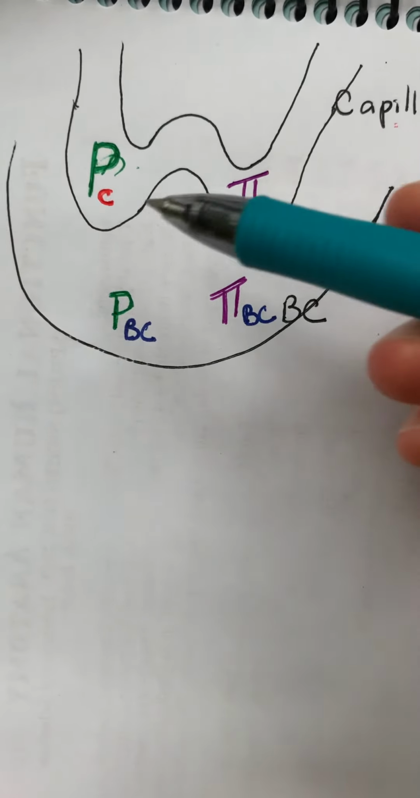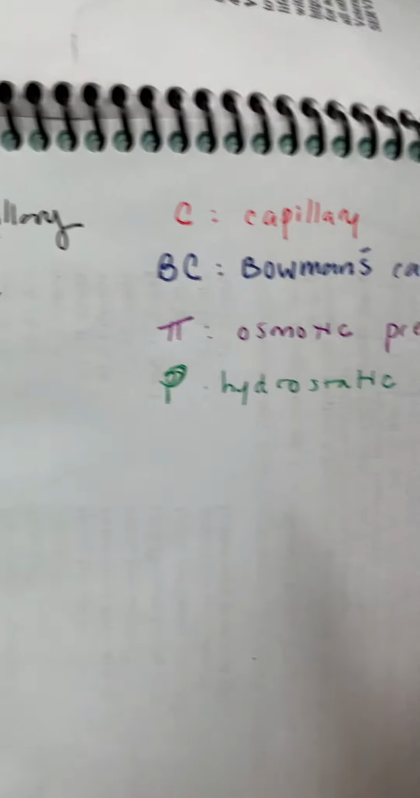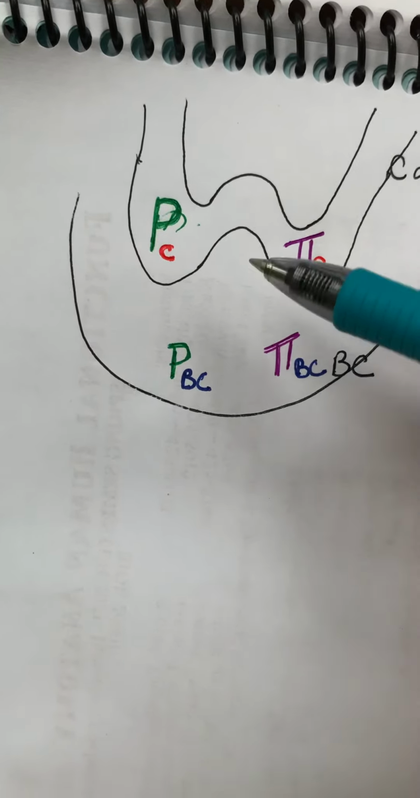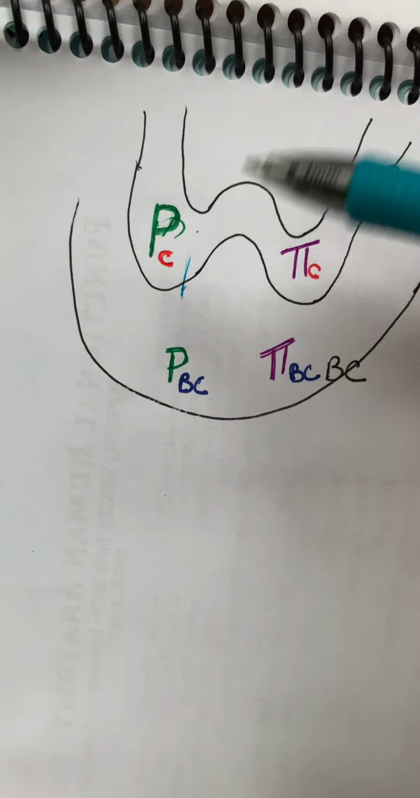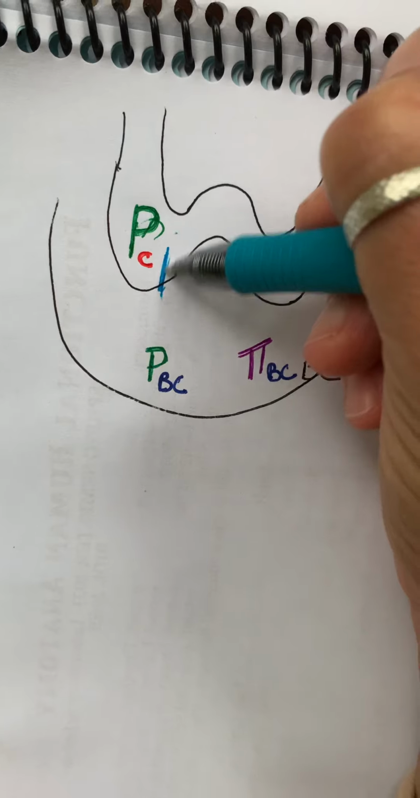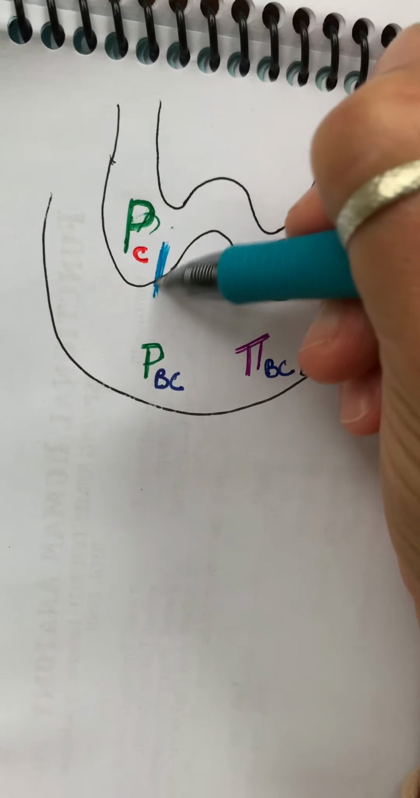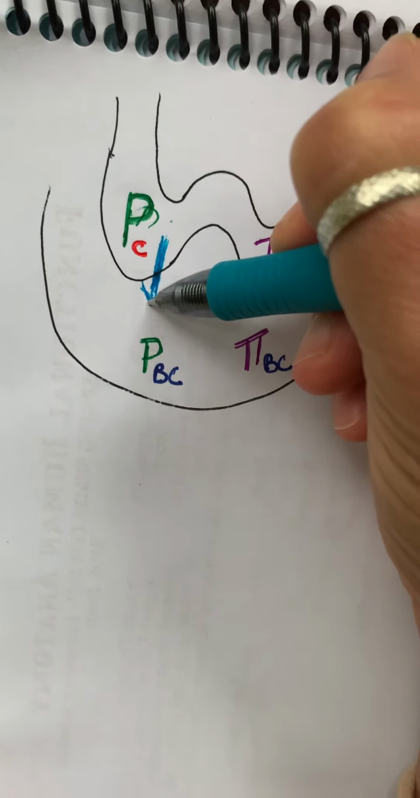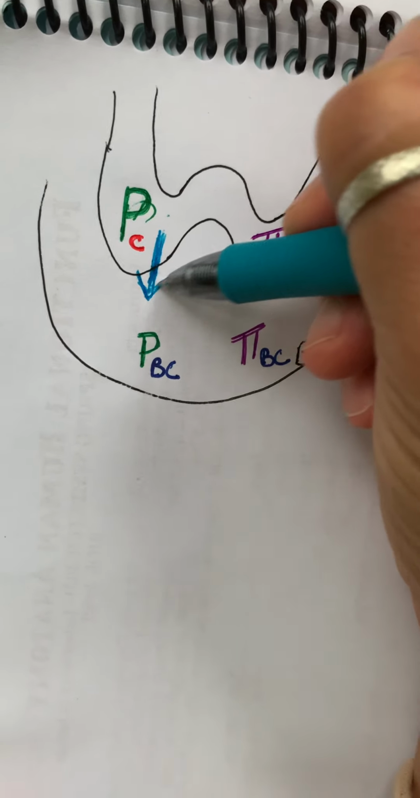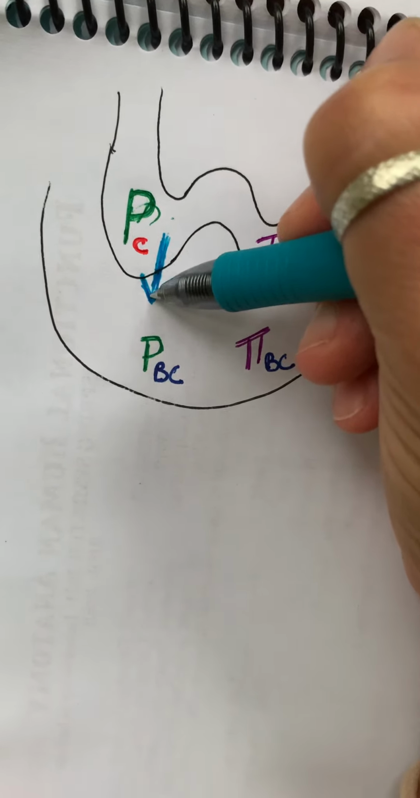So remember the big P's, the hydrostatic pressures. Okay, so green's for hydrostatic pressure. The big P's are for pushing. So the main force is going to be the hydrostatic pressure in the capillary. So I'm going to give it a big arrow because it's going to be a significant force.